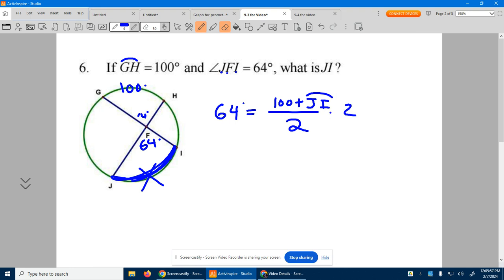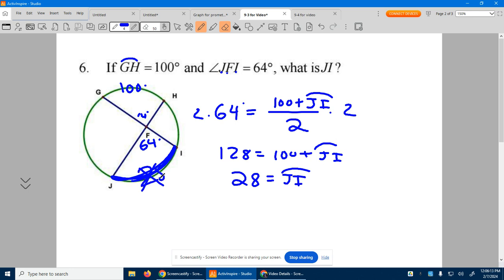Well, just start by multiplying by 2. I have 128 is equal to 100 plus arc JI. Subtract 100 from both sides. You can easily see 28. So JI has to be 28, because 100 plus 28 is 128, divided by 2 gives me the average of those two arcs, which is 64. Okay, so that's all we do.